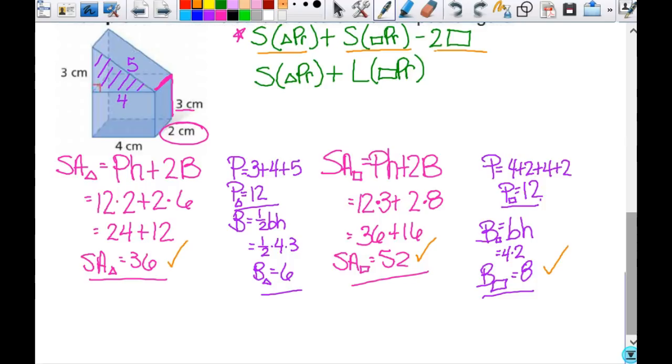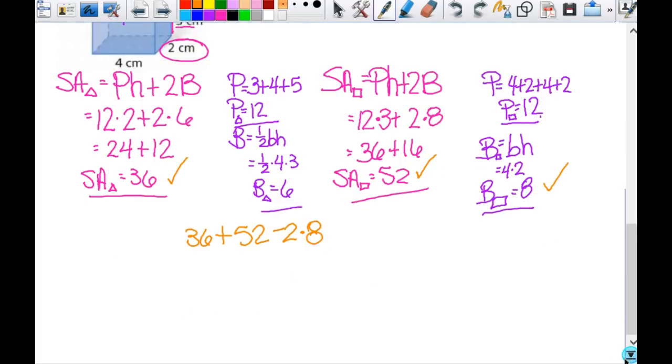So the surface area of the triangular prism is going to be 36 plus the surface area of the rectangular prism, which is 52, minus 2 times 8. So what's 36 plus 52? Oh, it's 88. So this gives me 88 minus 16. So we get 72. So your total surface area in the end is 72 centimeters squared.